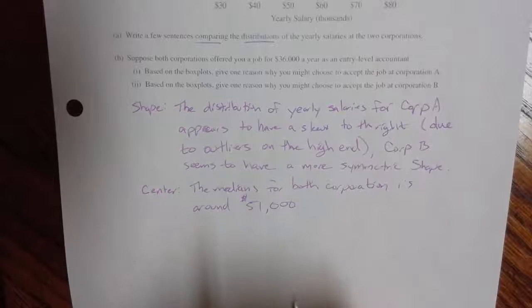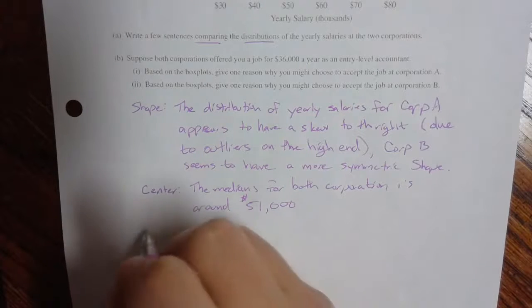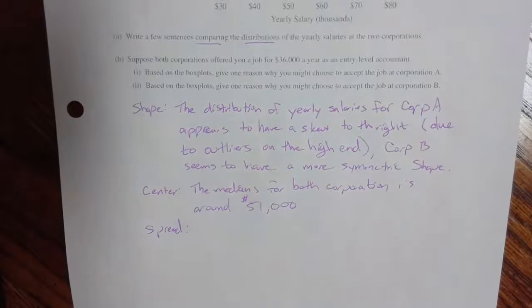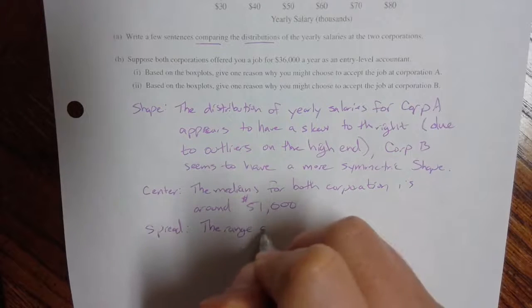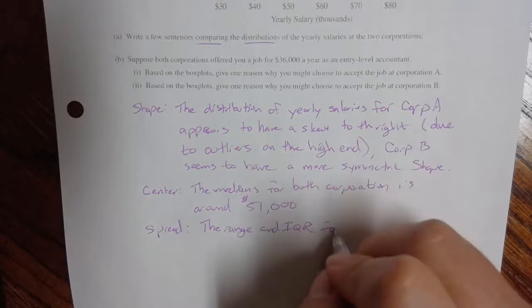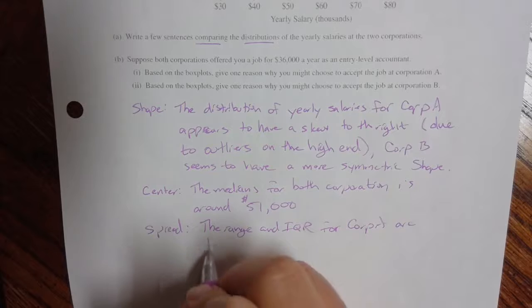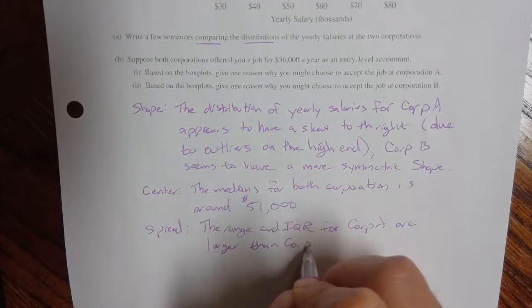And finally the spread, and we could use IQR here, we could use range, we could use both. With spread, I'm gonna use range and IQR to say that they're both a little bit larger for corporation A. The range and IQR for corporation A are larger than corporation B.